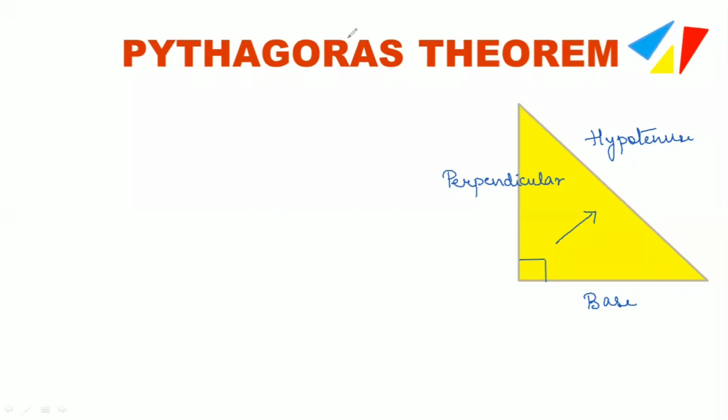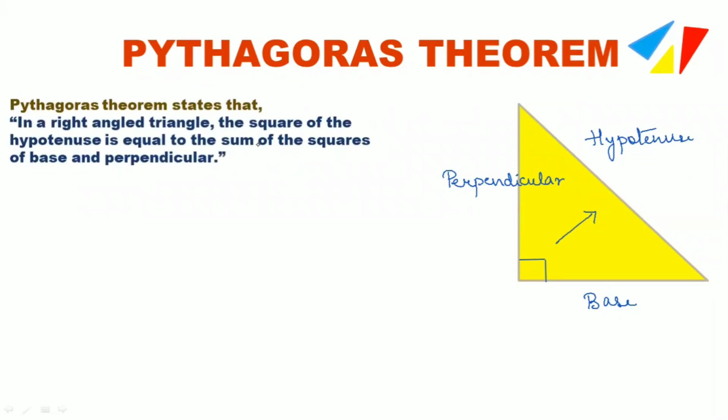According to the theorem stated by Pythagoras, in a right angle triangle, the square of the hypotenuse is exactly equal to the sum of the squares of the base and the perpendicular, which simply means that hypotenuse square equals base square plus perpendicular square.